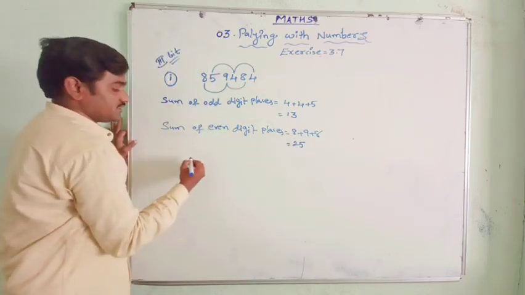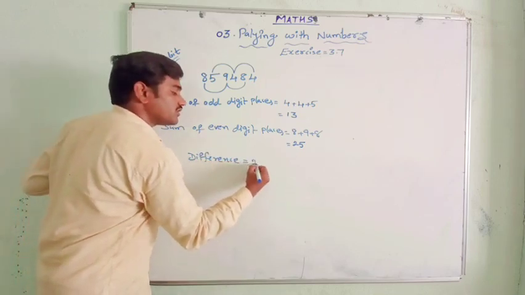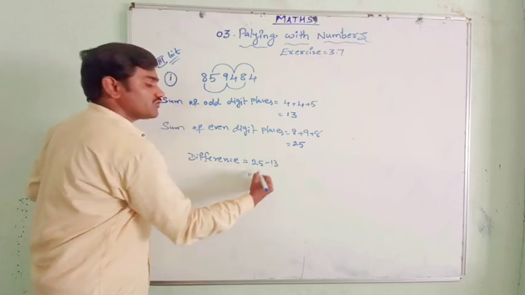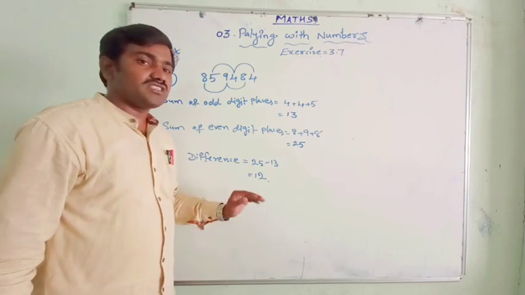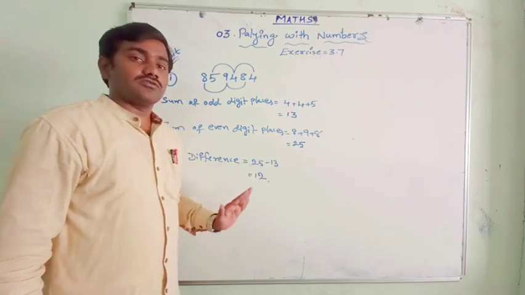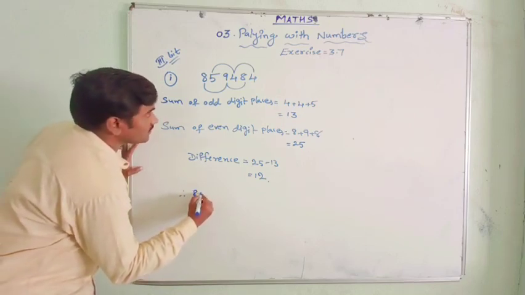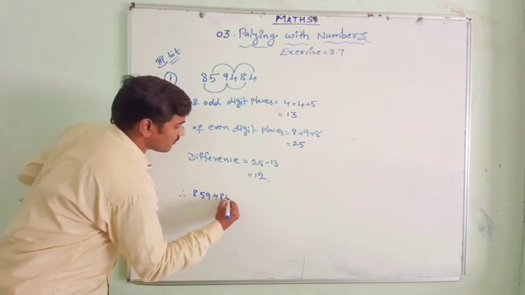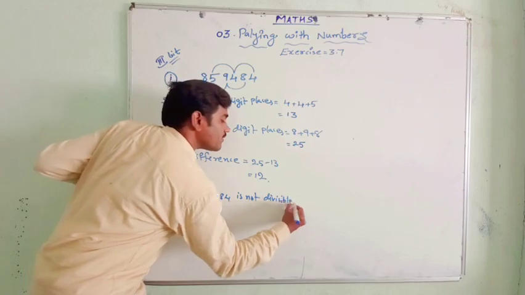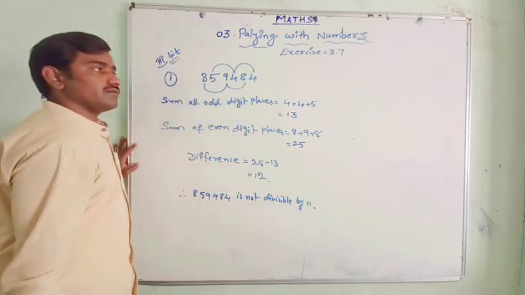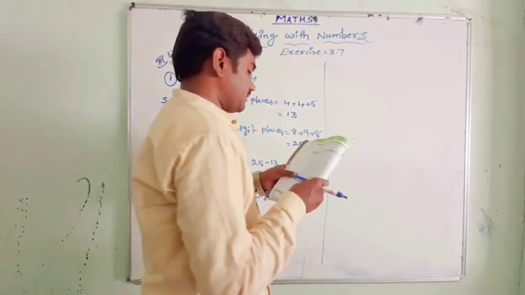Now the difference between them: 25 minus 13 is 12. Is this 12 divisible by 11? No. 12 is not divisible by 11 exactly. So here we can conclude that 8,59,484 is not divisible by 11. Very simple. So let us see the other question from this textbook.